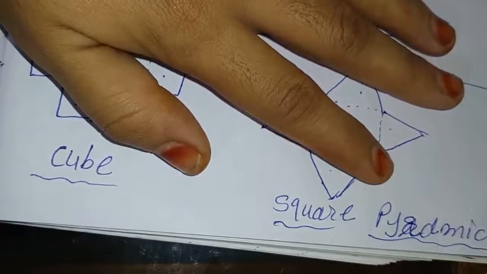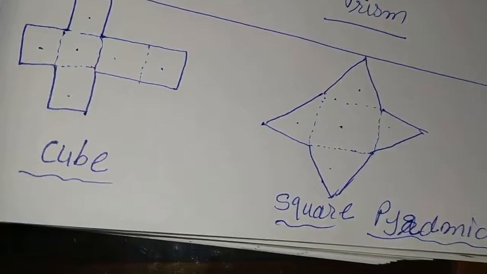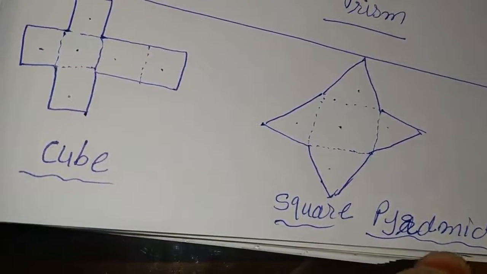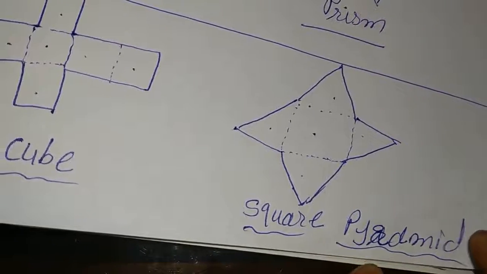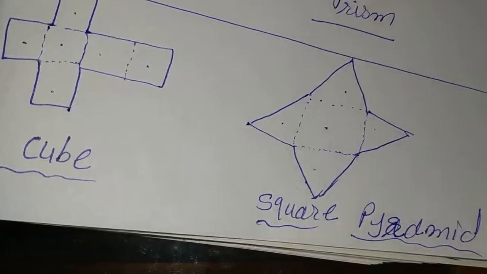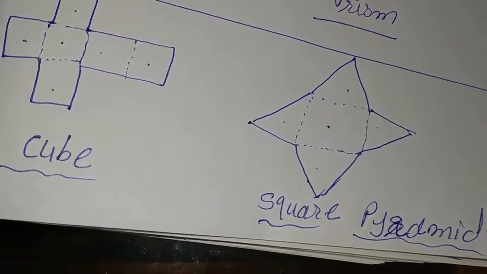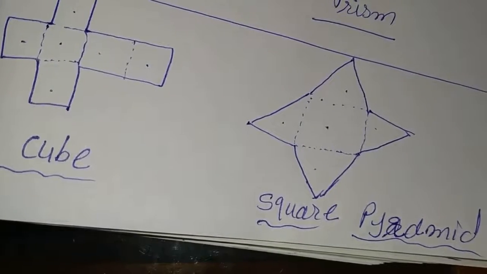Now students, I'll give you 1 minute to complete your work. All the shapes, students, you have to draw in your maths notebook. Okay, that means you have to write worksheet number 23 and 24 in your maths notebook, students.